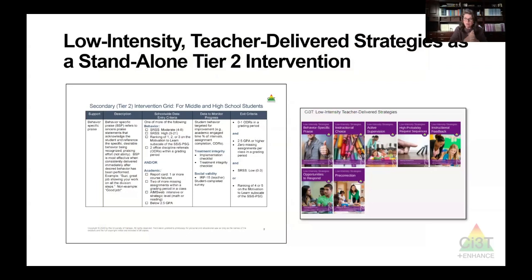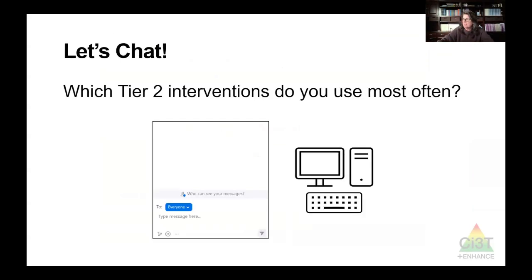And I want to just briefly mention before we move forward, you can even intensify those low intensity strategies that we talked about in previous standalone sessions. So things as simple as behavior specific praise, when done in a more targeted way, can become a tier 2 intervention when done with intensity.